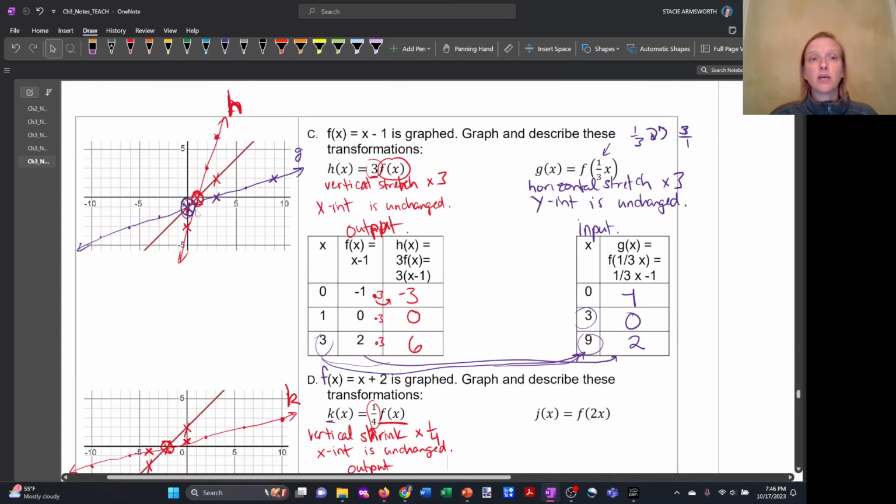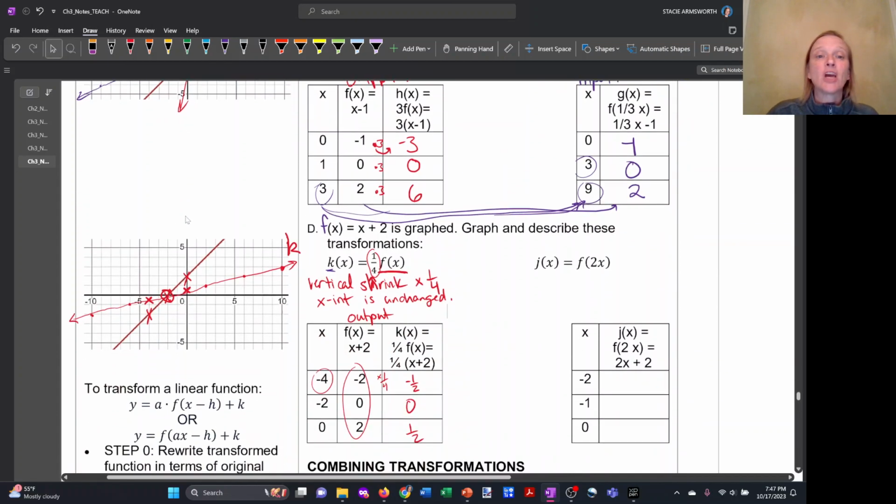Remember up here, my horizontal stretch is in purple, this G figure here, but that G transformation had the same y-intercept. That's how I knew it was a horizontal stretch, not a vertical shrink, which has the same x-intercept.